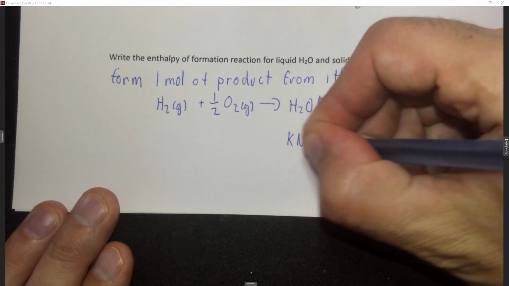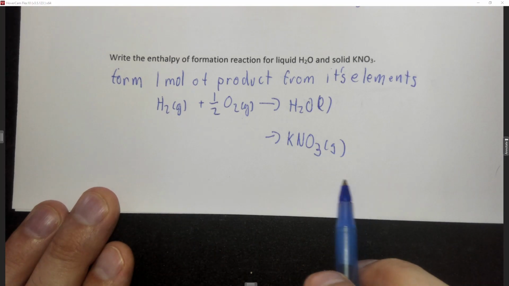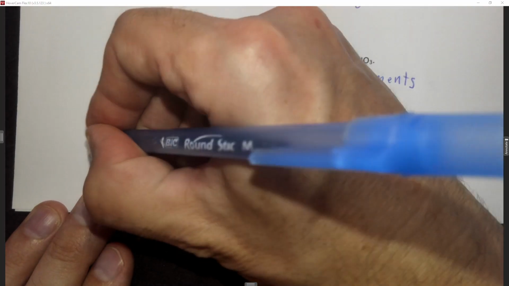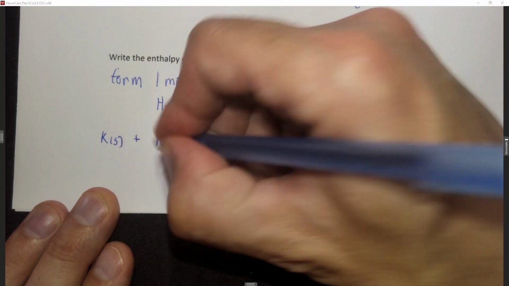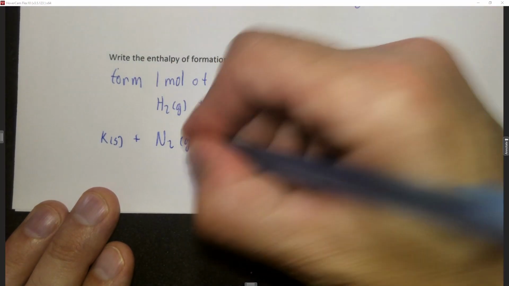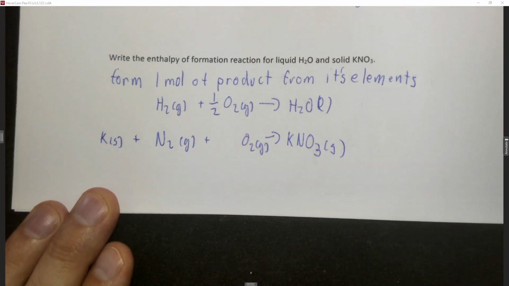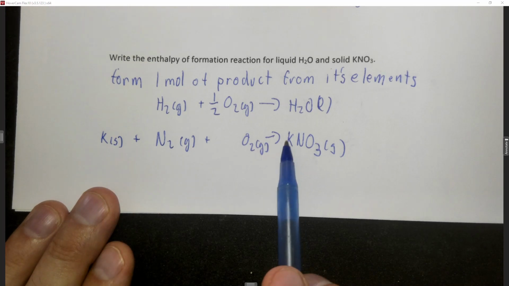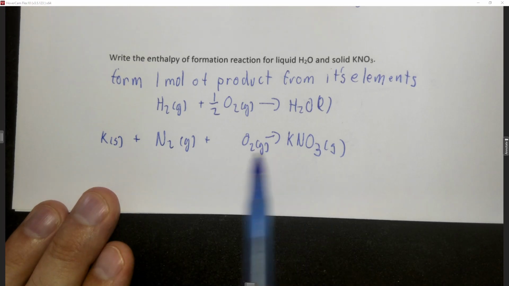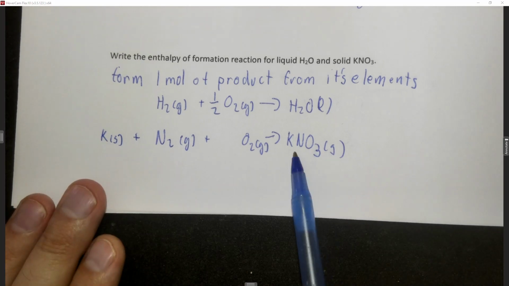Let's do the same thing for KNO3. So here we have KNO3 as a solid. What elements are we going to need to form this? Well, we're going to need K, which happens to be a solid. We're going to need nitrogen, which is a diatomic gas. And we're going to need oxygen, which is also a diatomic gas. K is balanced. Remember, we have to form 1 mole of this. We have the elements, but we have to form one of these. We can use fractions. In this case, 1K, 1K, we're good.